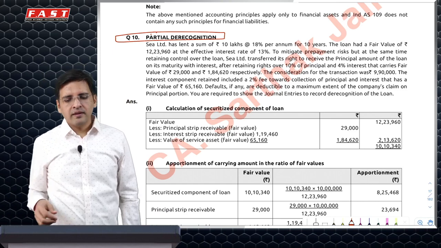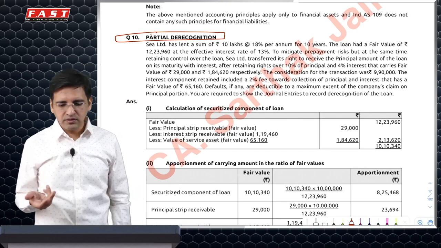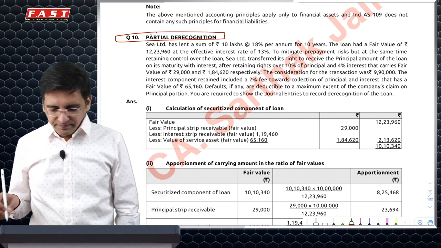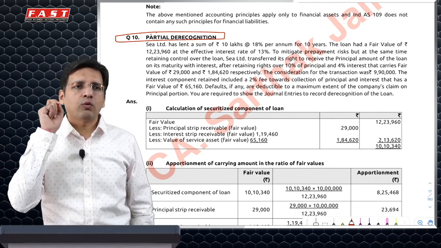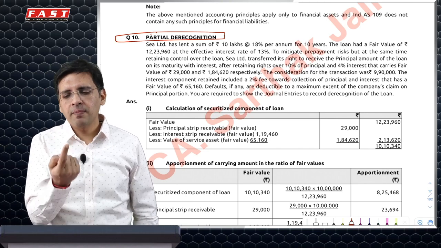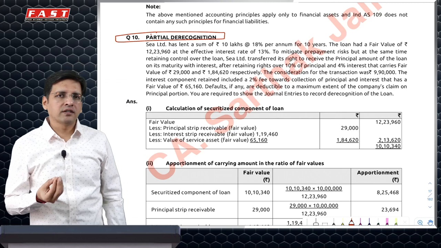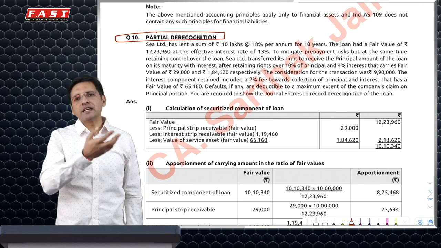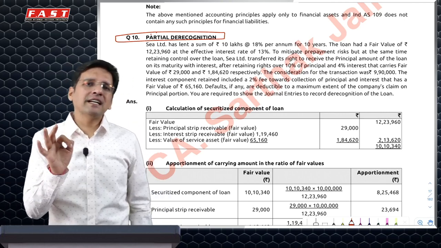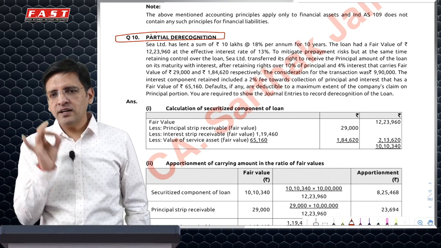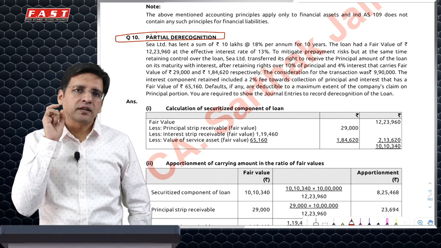Another question very popularly asked in the old course, and also asked in the new course, is partial derecognition. In a question of partial derecognition, first and foremost, understand what this concept is. This concept says that if you, let's say, for example, have a bond, loan, or any kind of financial asset, either you could sell it completely or you can sell it partially. When you sell specifically identified cash flows or a percentage of specifically identified cash flows, then in that particular case, partial derecognition would apply.